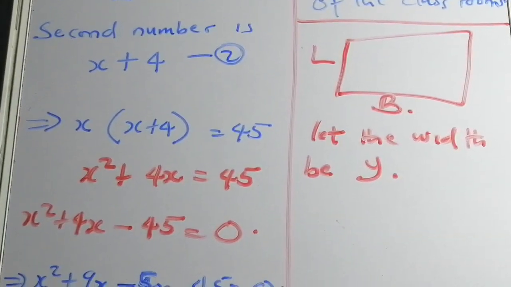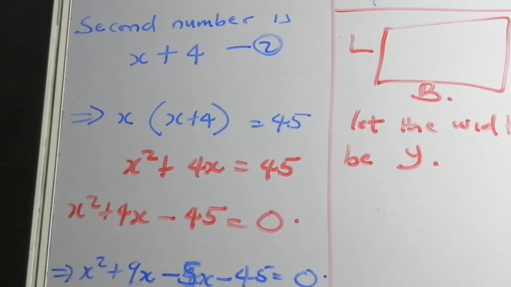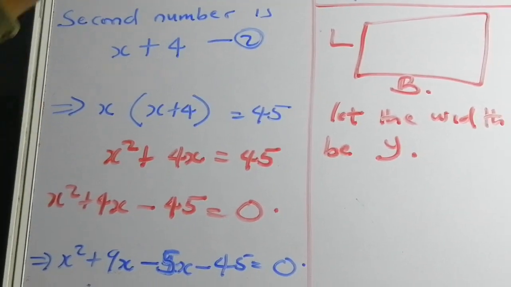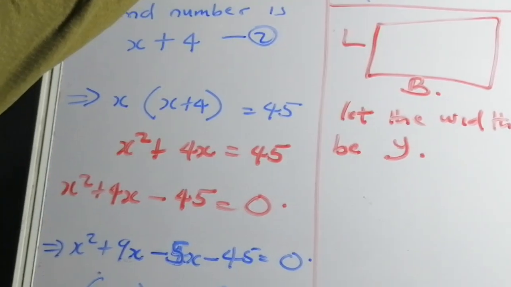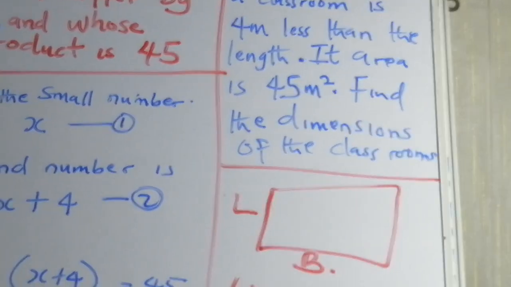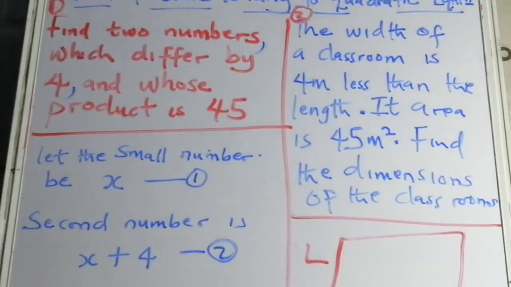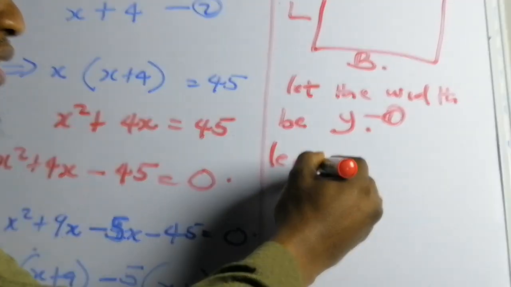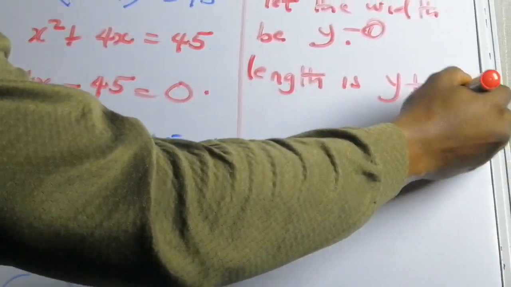Like I told you, I can use any alphabet. I can use M, I can use Z, I can use any alphabet. It depends on your own choice of alphabet you want to use. So I've represented my width, which is the breadth, with y. And they said it is 4 meters less than the length. It means that my length is y plus what? 4.